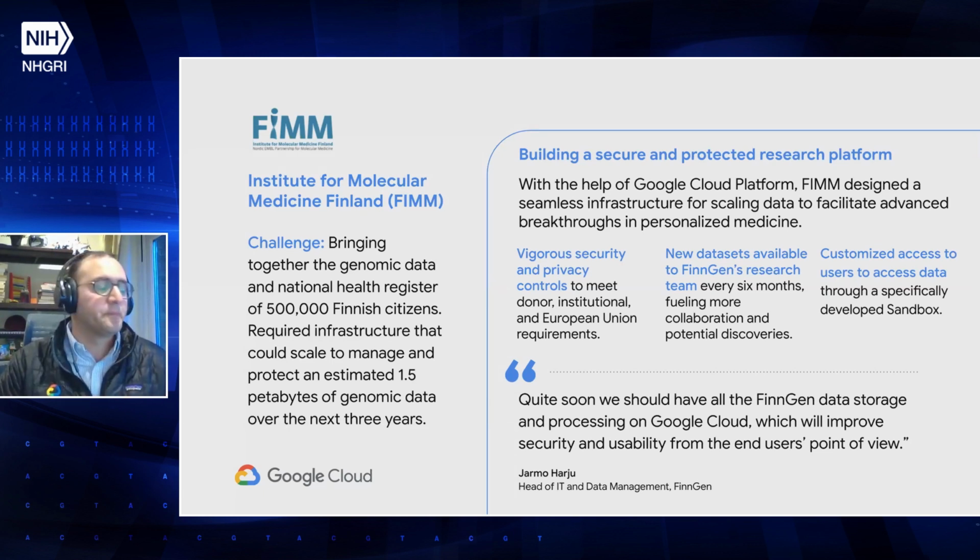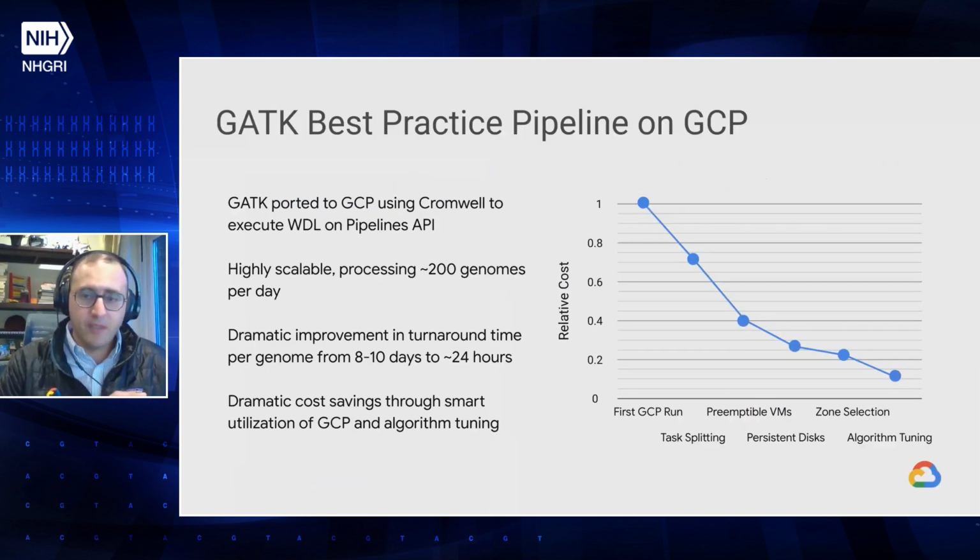Sorry, excuse me. And the interesting thing as well with cloud is the more you use it, the more you can actually save costs. So this is from the Broad Institute and how they managed to reduce the cost of the GATK best practices pipeline on GCP. So they started by moving the pipeline as is from on-prem to cloud. But then as they moved to cloud, they started realizing that there are lots of gains they can make.